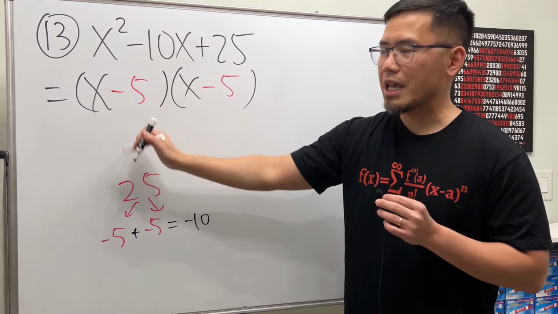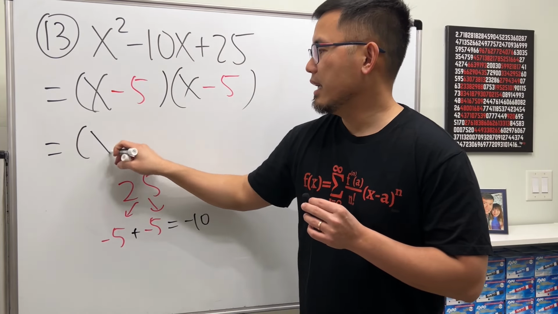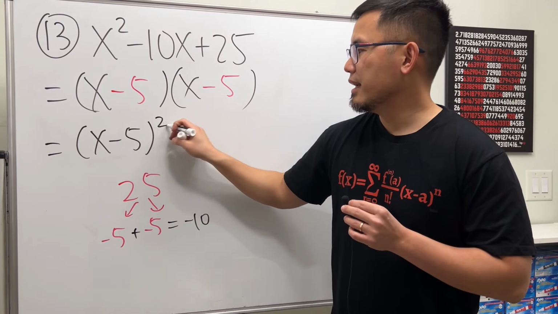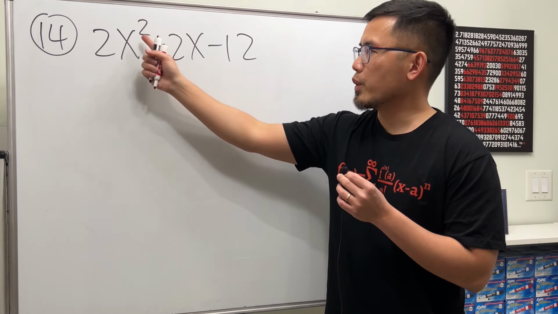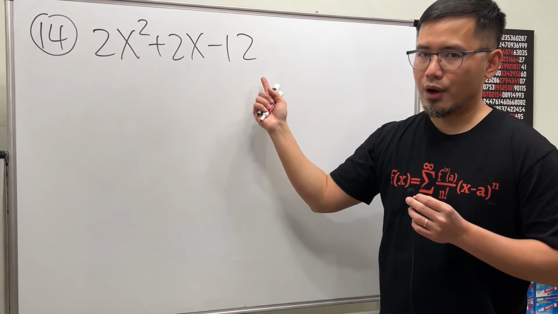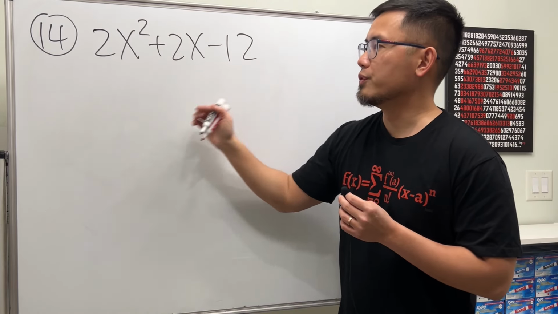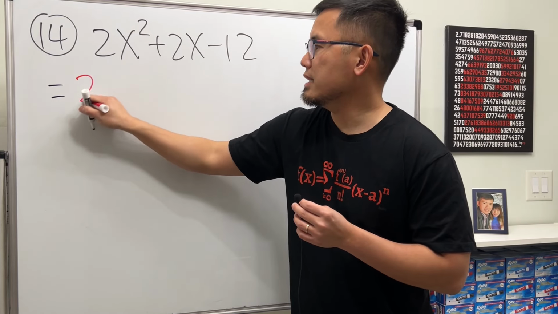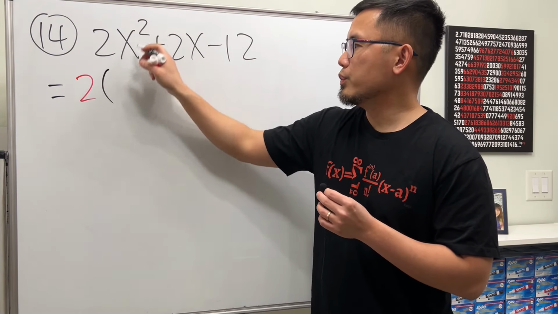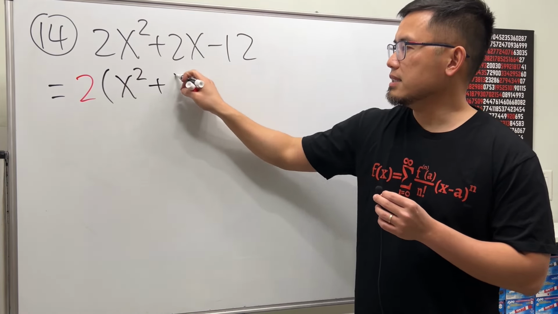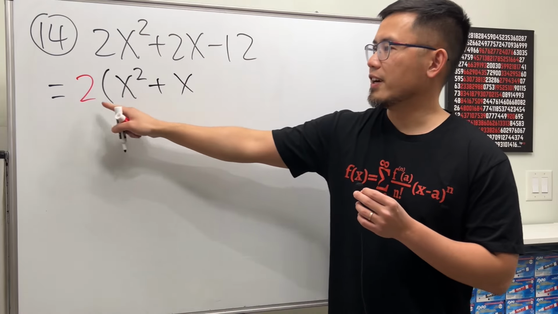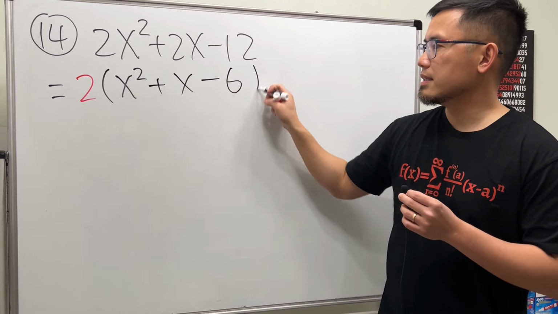Notice how they are the same, so we can write this as x minus 5 squared. For this one, we have 2x squared plus 2x minus 12. We can factor out a 2 first. So let's go ahead and do that. 2x squared divided by 2, we get x squared. 2x divided by 2, we get plus x. Minus 12 divided by 2, we get minus 6.